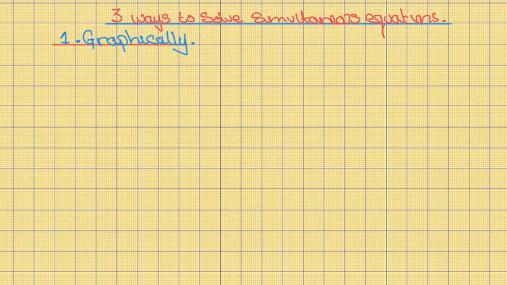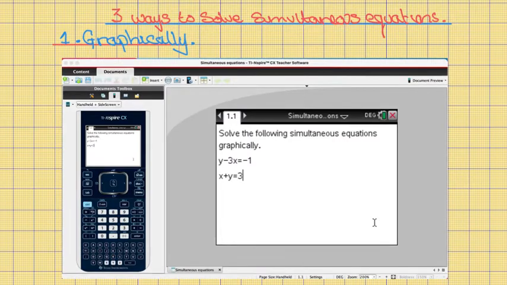In this video, we're going to discover the three ways to solve simultaneous equations. The first one is graphically. Simultaneous equations graphically: y minus 3x equals minus 1, x plus y equals 3.